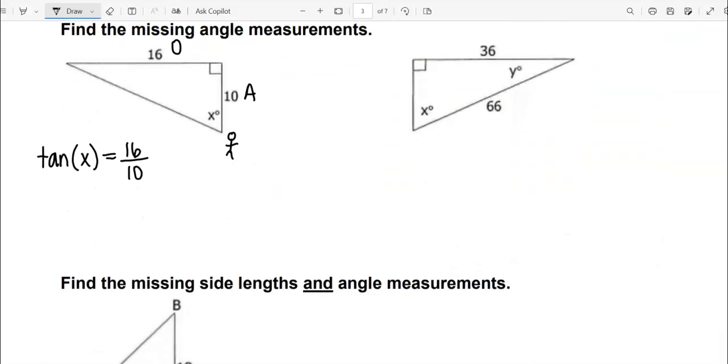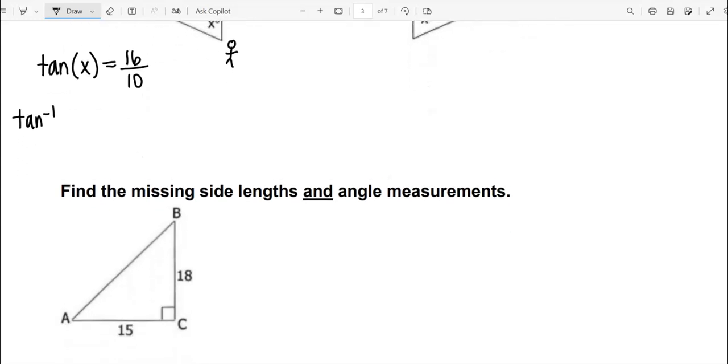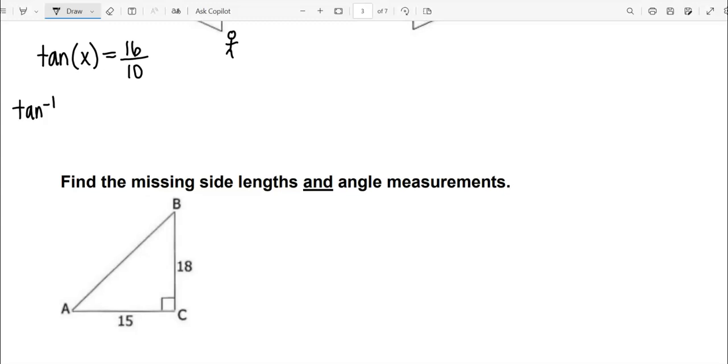So going back to our problem, if we want to undo tangent, we want to apply tangent inverse to both sides. So you're going to have tangent inverse, that looks like it's to the -1 power, of the left side, which is tangent of X, equals, what you do to one side, you have to do to the other. So we're going to have tangent inverse of 16 over 10. So we're just taking tangent inverse of both sides.